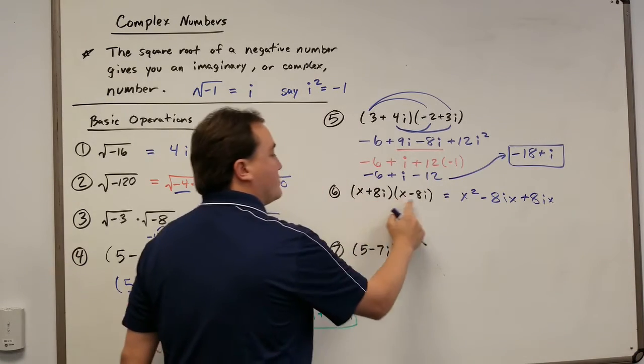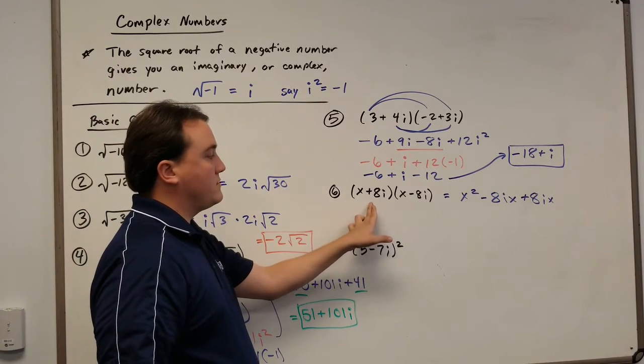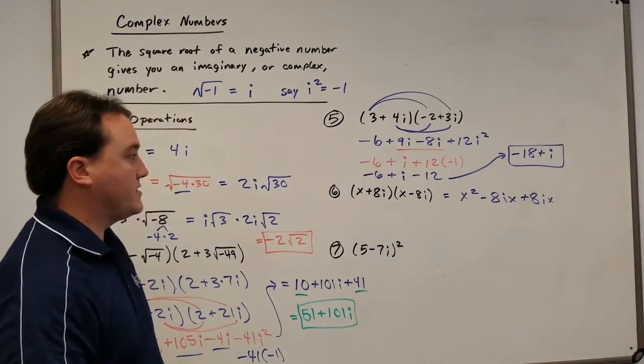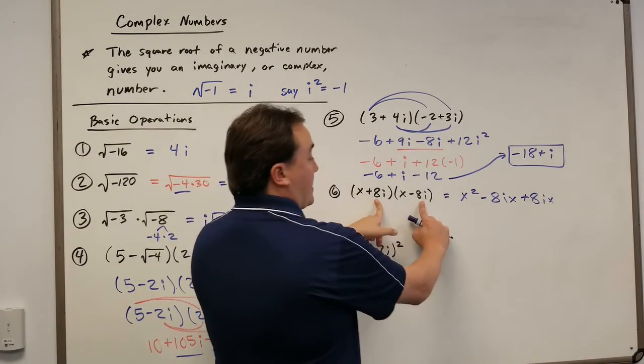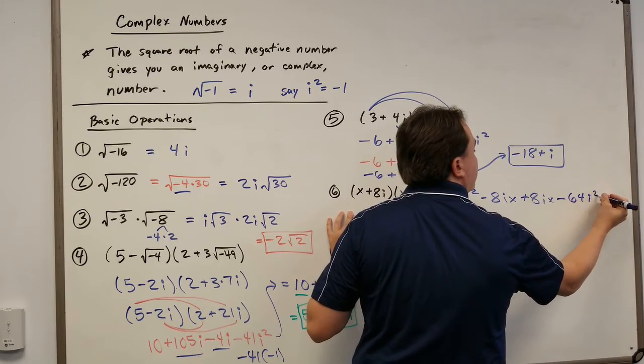So if you notice, these two things are conjugates, right? When you have the same thing except different signs, your middle terms always cancel out with conjugates. So those are opposites, they cancel. Then 8i times negative 8i is negative 64i squared.